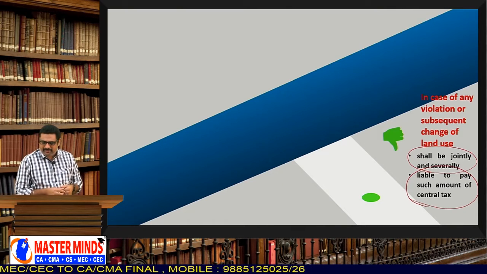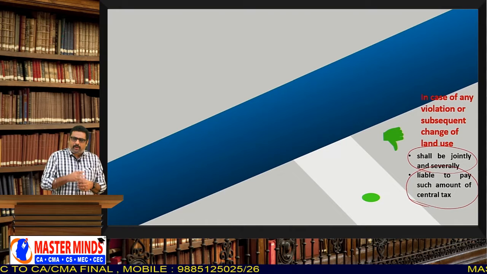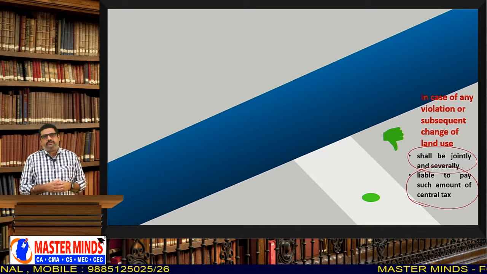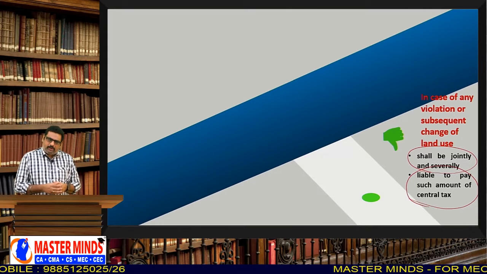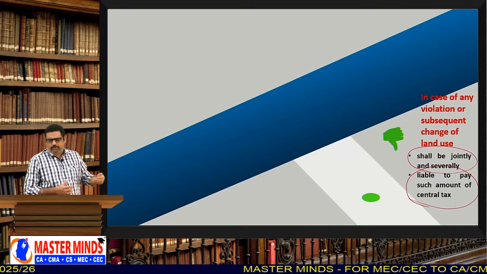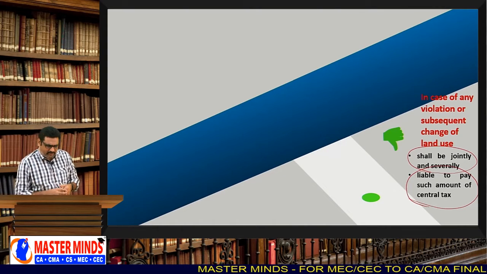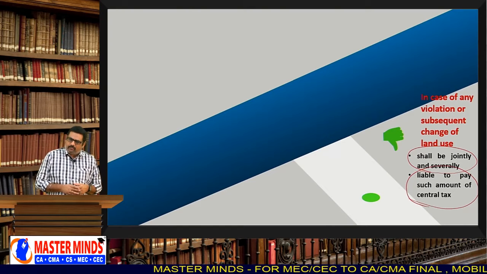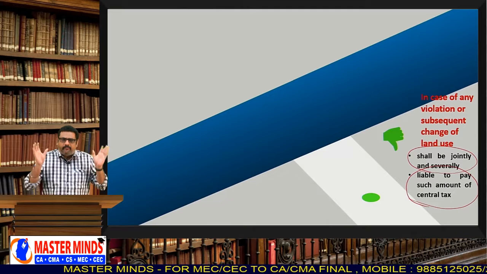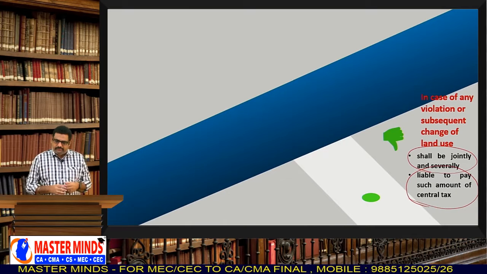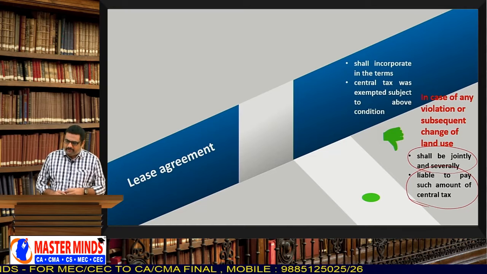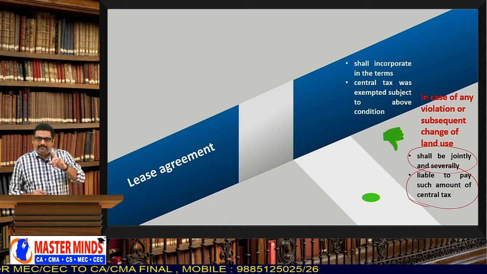But subsequently, if there is any violation or change of use of the land other than specified above, then what is the position? Definitely the persons who are the lessor, lessee, and sublessee, if it is given on sublease, shall be jointly and severally liable for all those activities, and whatever GST was exempted previously will be recovered along with interest from those persons. Understood? That's why the lease agreement shall incorporate all these terms and conditions in the lease agreement itself.